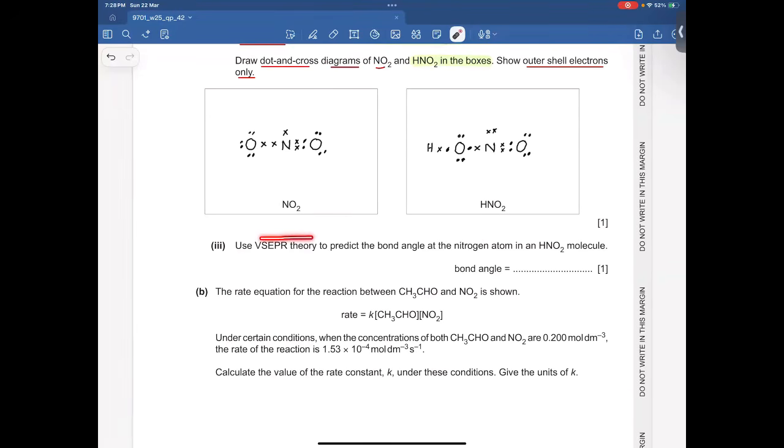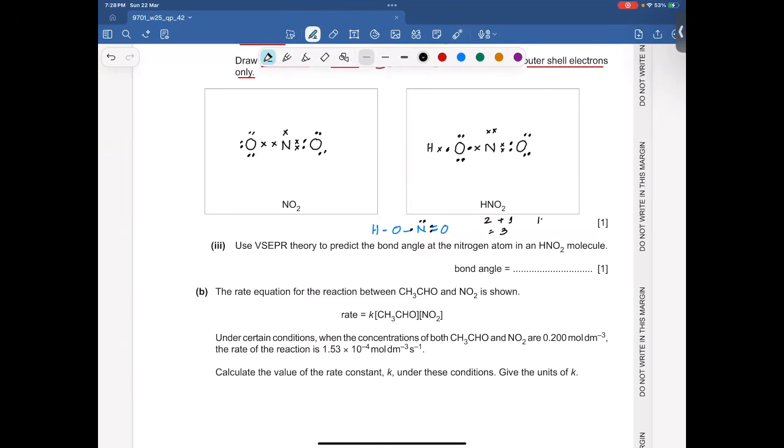Use valence shell electron pair repulsion theory to predict the bond angle of the nitrogen atom in the HNO2 molecule. So HNO2 has a structure like this. Now, according to my first year lecture, I mean A1 chemistry lecture, in order to find the hybridization, we need to consider a double bond as a single bond. So around nitrogen, we have one single bond here and one single bond here. So technically, nitrogen has 5 valence electrons, 1, 2, 3, 4, and 5. So in the valence shell, we have 2 single bonds around the nitrogen atom and 1 lone pair. So the total is going to be 3.